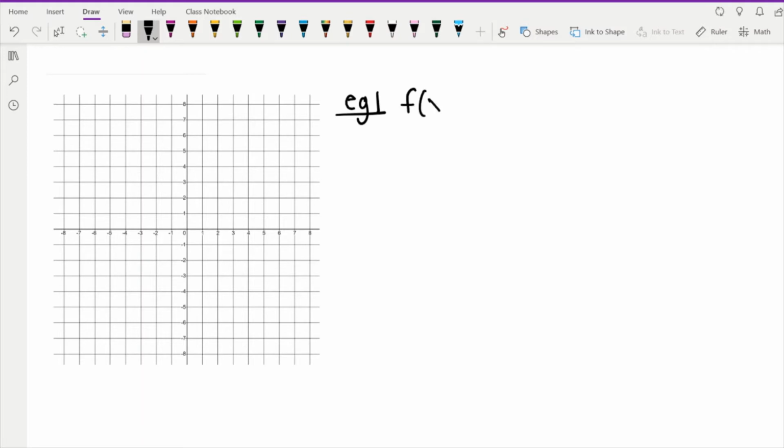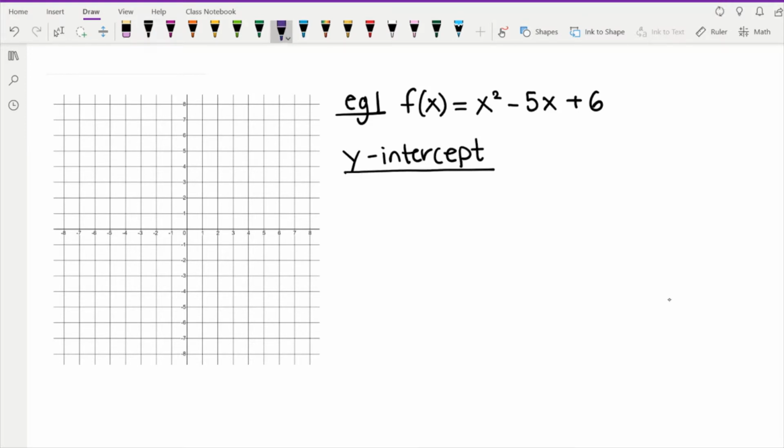So the first function I want to look at is x squared minus 5x plus 6. So let's start by finding the y-intercept. As we saw on the last page, how do we find the y-intercept? Well, we just set x equal to 0 and see what that gives us. So we would get 0 squared minus 5 times 0 plus 6. And so that's just going to be 6.